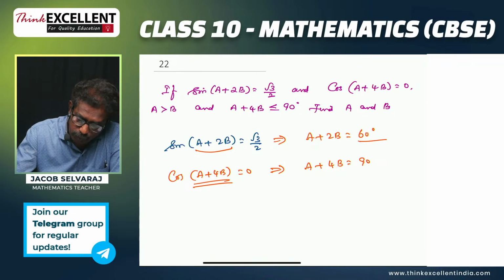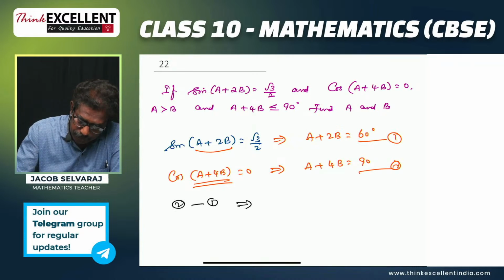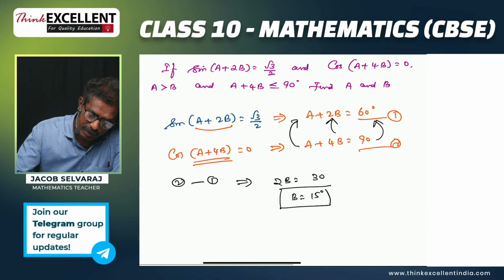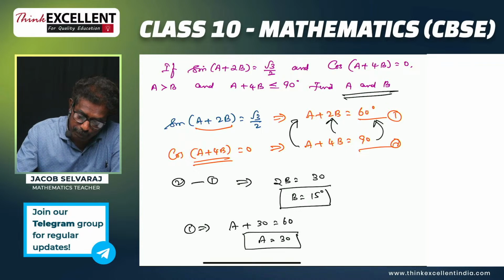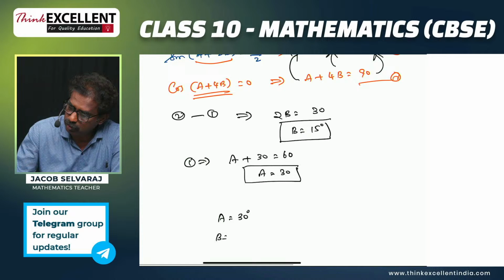Now two simultaneous equations, right? You can solve it very easily. I'm doing like this, equation 2 minus equation 1. So a minus a cancel. 4b minus 2b is 2b. 90 minus 60, it is 30. So b is equal to 30 by 2, 15 degree, right? B, you got it. Now that b value substitute in the first equation. A plus 2 into 15, 30, equal to 60. So you are getting a equal to 60 minus 30, so that is also 30. But this question they asked to find a and b only. So final answer, a equal to 30 degree and b equal to 15 degree.